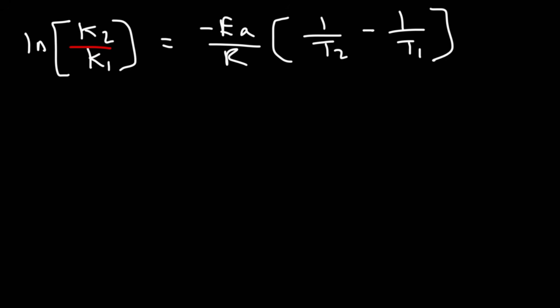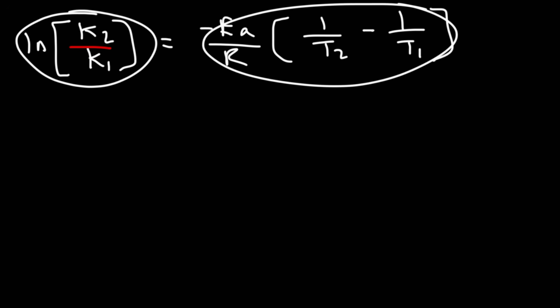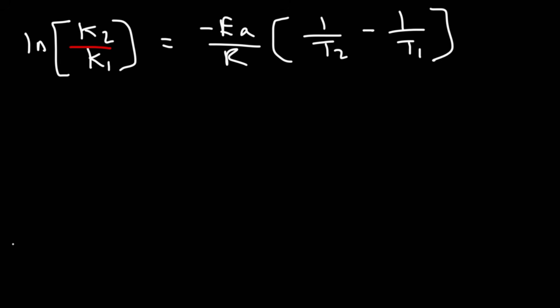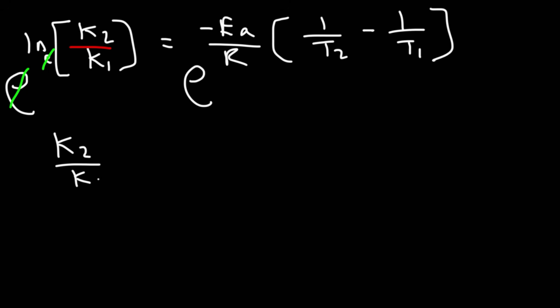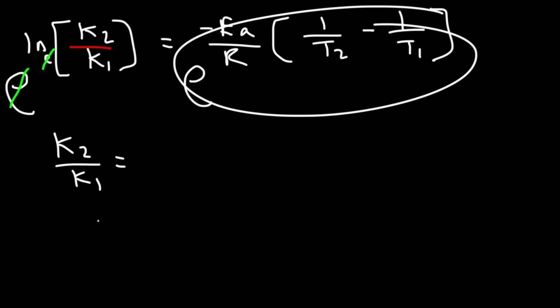Now what we're going to do at this point is put both sides of this equation on the exponent of E. So I'm going to put all of this on the exponent of E and all of this on the exponent of E. Because E is the same and these two are equal to each other, both sides of this equation will be equivalent. Now, the base of a natural log is E. So on the left side, these two will cancel. And so we're just going to get K2 over K1 is equal to everything that we see here.